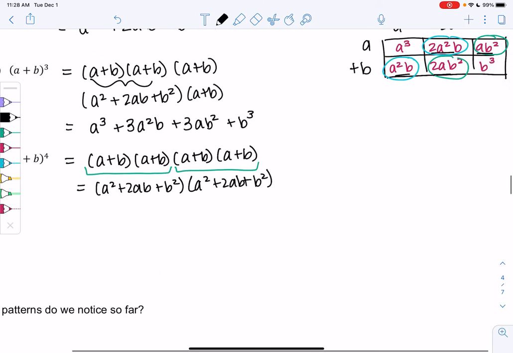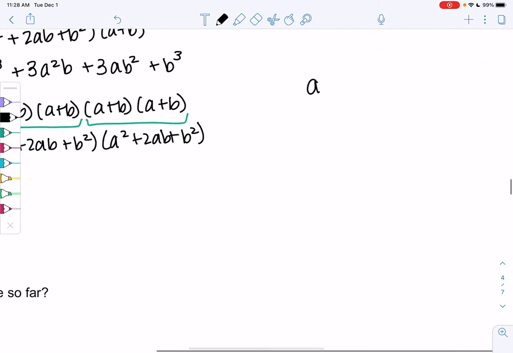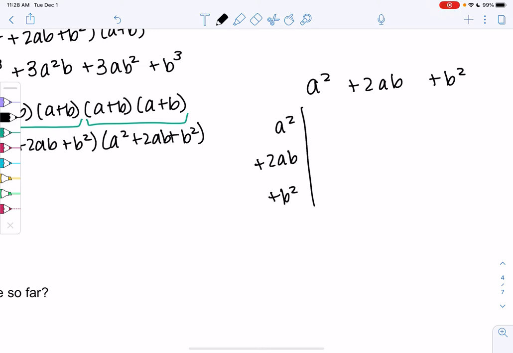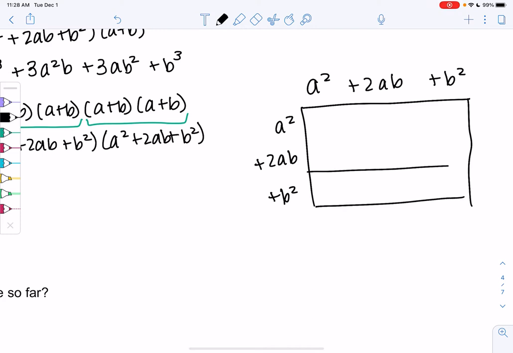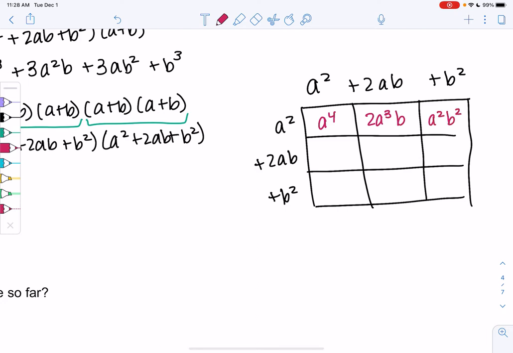So if you feel like you're getting better at this, why don't you go ahead and set up that table and multiply? The table makes this a lot easier. All right. So just multiply. We get a to the fourth, 2a cubed b, and then a squared b squared. Through the second row, we get 2a cubed b, and then we'll get 4a squared b squared, because we have two a's and two b's, and then the final one is 2ab cubed.